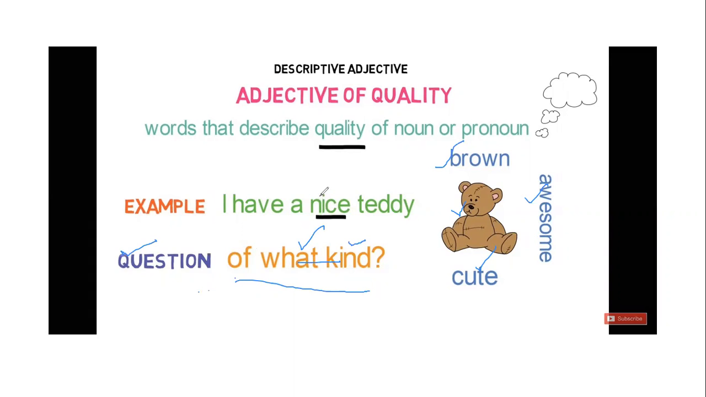So I hope this is clear. Every adjective will be containing a question, so you must bear that in mind. The example was, I have a nice teddy. What do you have? I have a nice teddy. To answer the question what kind, we use adjective of quality.